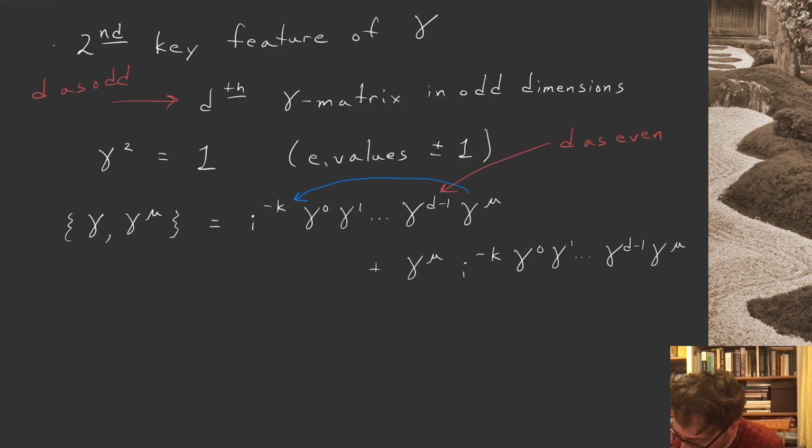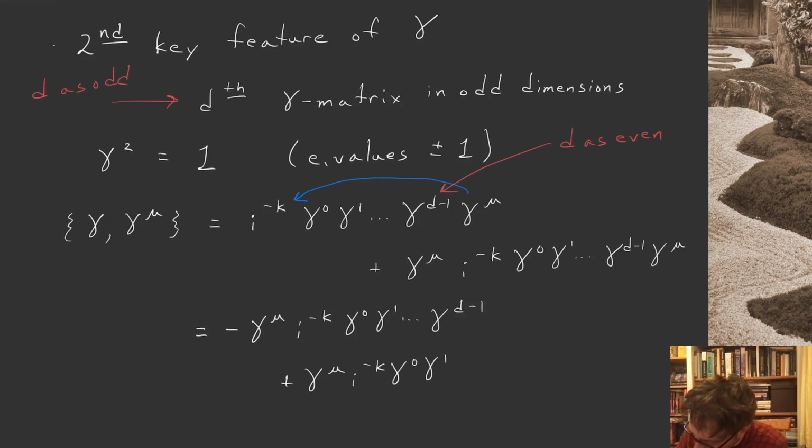So when I push gamma mu to the front here, the claim is that I'm going to get a minus 1. And so I can write this as minus gamma mu, i to the minus k, gamma 0, gamma 1 up to gamma d minus 1, plus gamma mu, i to the minus k, gamma 0, gamma 1, up to gamma d minus 1, and so the sum is 0. I'm sorry if that sounded a little confusing. It shouldn't be, and if you pause the video now and think about what I said, just count in your head whether it's odd or even, keep track of the parity, it should become clear. And if it's not, ask and we'll try to make it clear. But it should be straightforward.